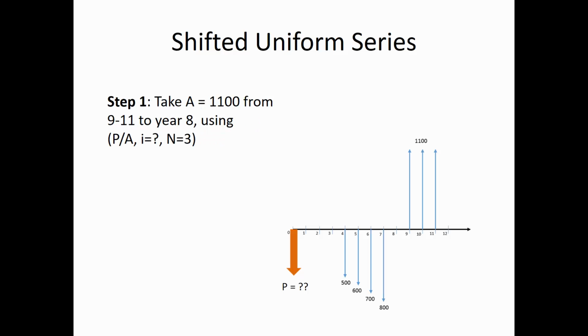All right, so what are the steps? First of all, step 1, take 1100 from where it is right now to year 8. And then here in my little outline, I've even said what factor I'm going to look up. So P/A means find the present given the annual. I isn't defined for this, so we'd have to find the table for whatever the I is, and N equals 3.